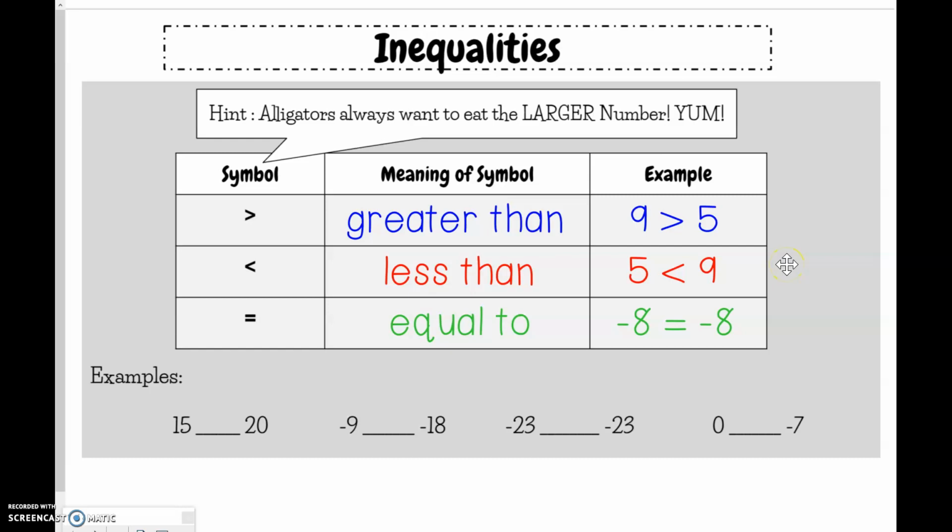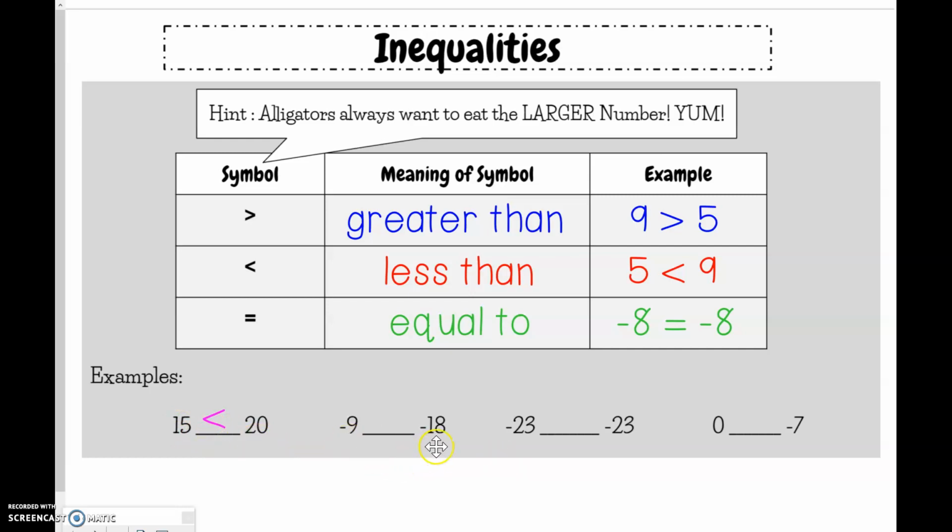So we're going to use these symbols to do a couple of examples, and then you'll use them to do your practice today. So we've got 15 and 20. Well, we know that 15 is less than 20. So I'm going to have the mouth facing the 20 because the mouth always wants to eat the bigger number. And so I read it left to right as 15 less than 20, okay?